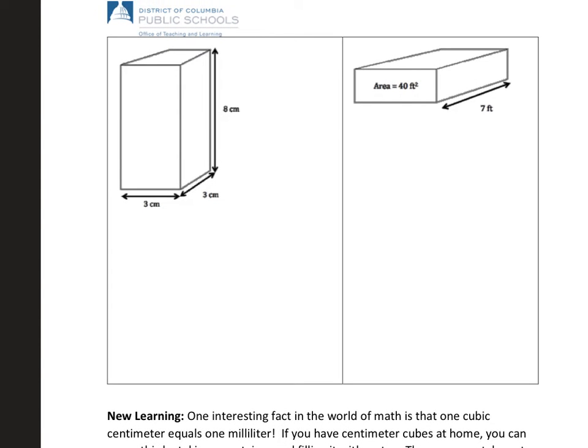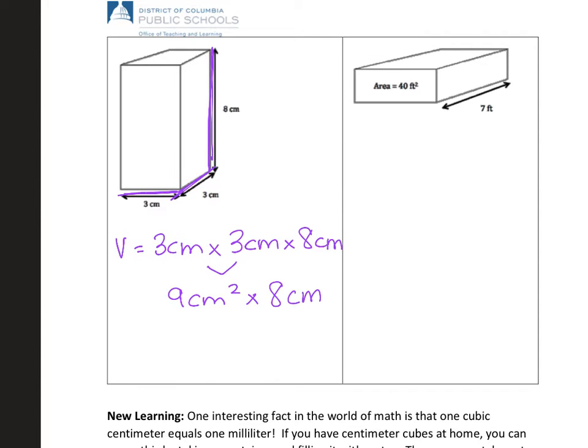All right, so here we have 3 centimeters, the width is 3 centimeters, and the height is 8 centimeters. So I'm going to say, all right, my equation, volume equals 3 centimeters times 3 centimeters times 8 centimeters. Go ahead and solve that. Press play when you're ready. Right? 3 centimeters times 3 centimeters is going to give me 9 square centimeters times 8 centimeters, right? And I know that that's going to give me 72 cubic centimeters for the volume.